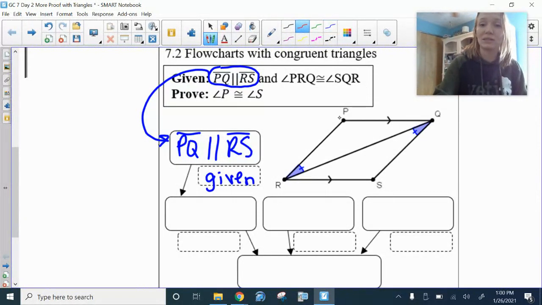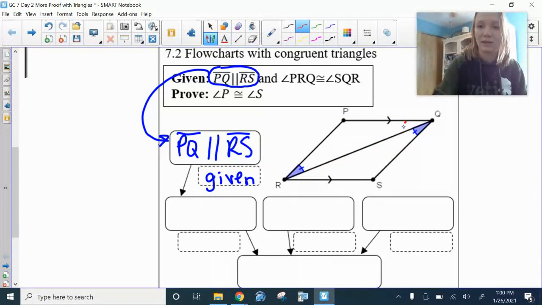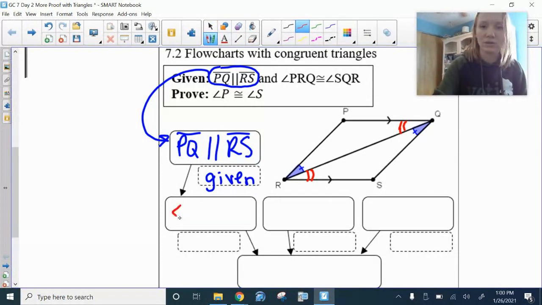What does parallel do? If we have parallel lines, then we are going to have alternate interior angles. So we need to say that this angle is equal to this angle because of our alternate interior angles, or because our parallel lines make alternate interior angles. That's basically what we're saying here. We have parallel lines and we are going to make our angles equal.